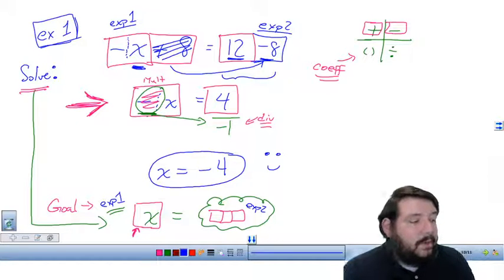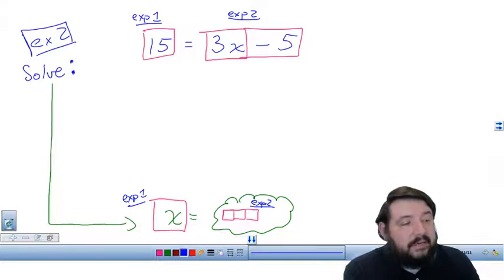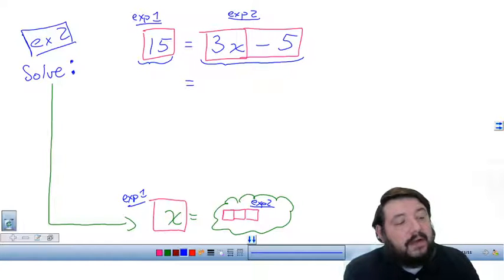Okay, let's try it one more time. Here's another example, slightly different. We're going to do all of our rules in this one so far. Okay, first I'm going to put my equal sign, and I'm going to switch these around. Why am I switching them around? Because I see I need my x to be in expression number 1. So I'm going to move this whole expression on the right over here, 3x minus 5. I'm going to move my 15 over to this side.